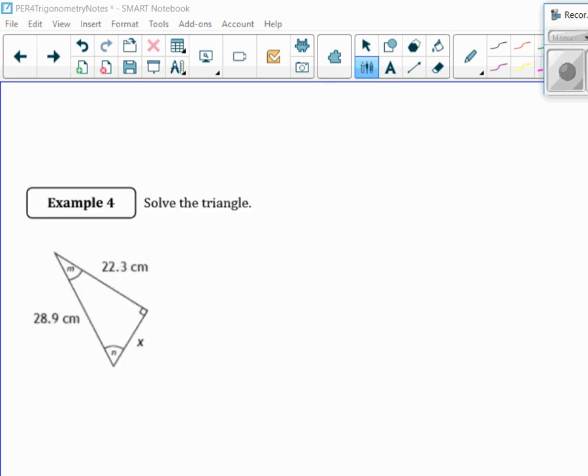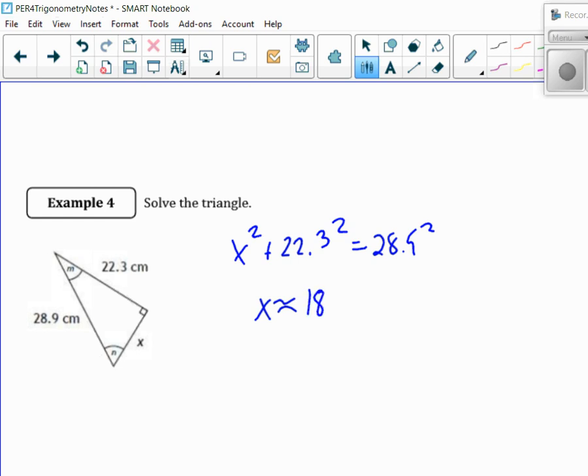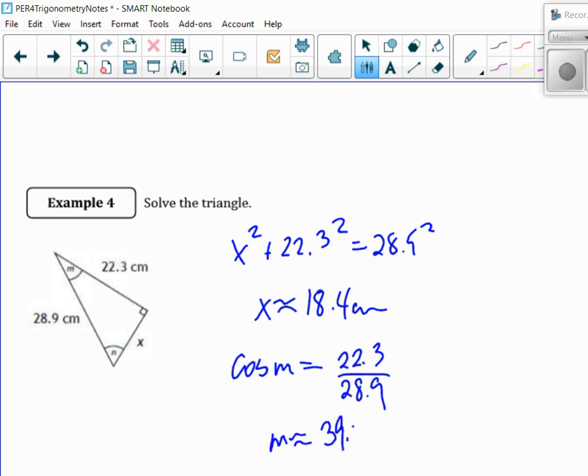So Pythagorean theorem, x squared plus 22.3 squared equals 28.9 squared. So x is approximately 18.4. Okay, now I'm going to do m. So that is cos of m is equal to 22.3 divided by 28.9. Is that what you used? Yes? So m is approximately 39.5 degrees.